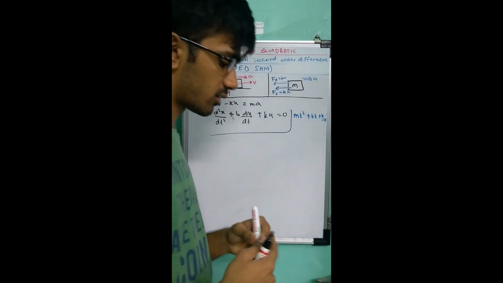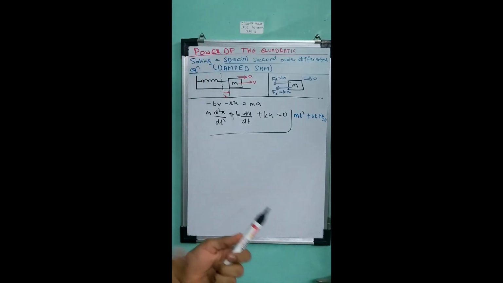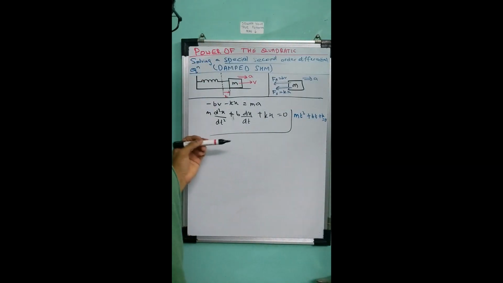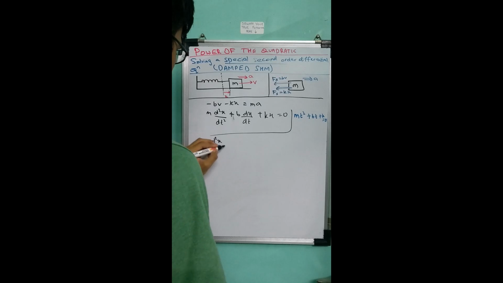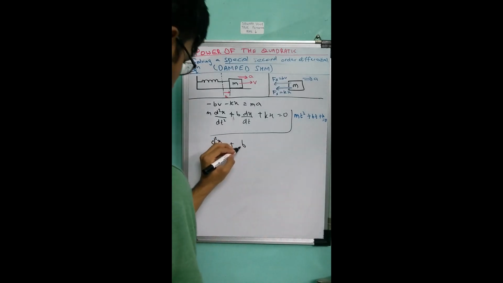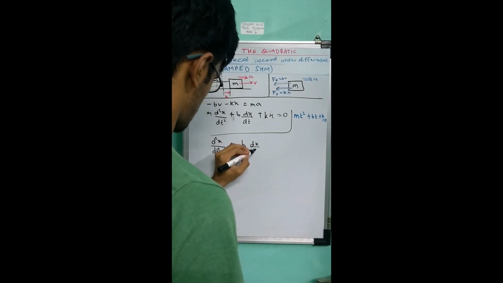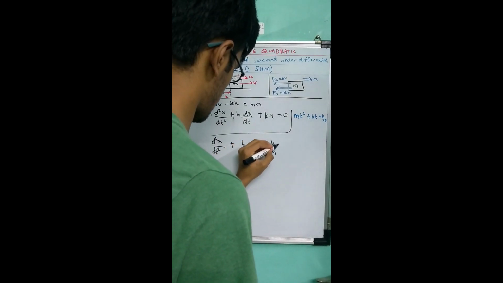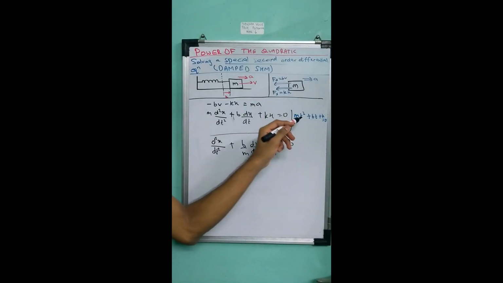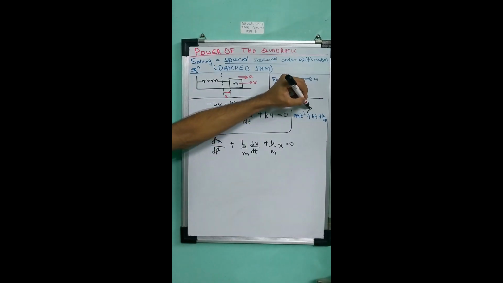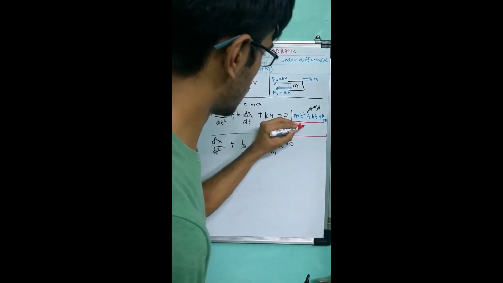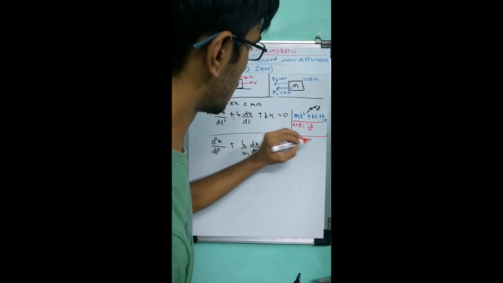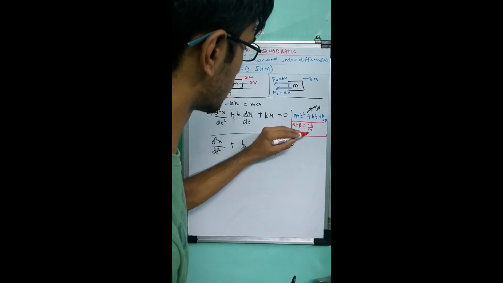Now, why have I done this? So let's see. What I'll do is I'll just divide this whole equation by m. Okay. So I'll get d2x by dt square plus b by m into dx by dt plus k by m into x equals 0. Now notice in this quadratic equation, let this equation's roots be alpha and beta. So here alpha plus beta will be minus b by m and alpha beta will be k by m.